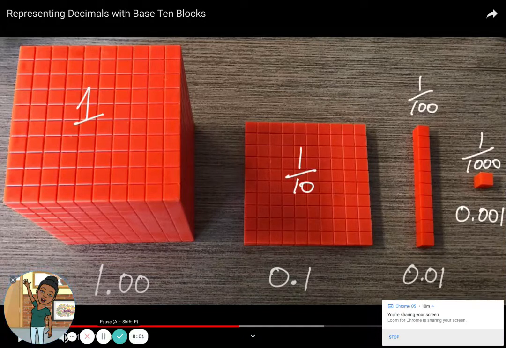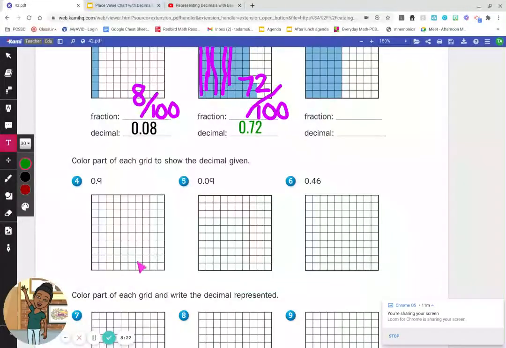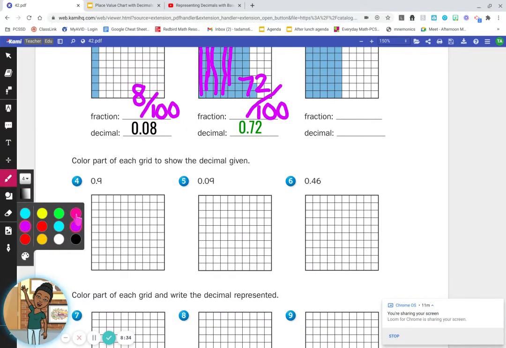Now is a good time to refer to our notes from part 1. If I have 0.9 or 9/10, I need 9/10 shaded in. That's what needs to be shaded in. Let's go do that. Back to my grid, I'm going to shade in 9/10. We know each column represents a tenth, so let's go ahead and shade in 9/10.